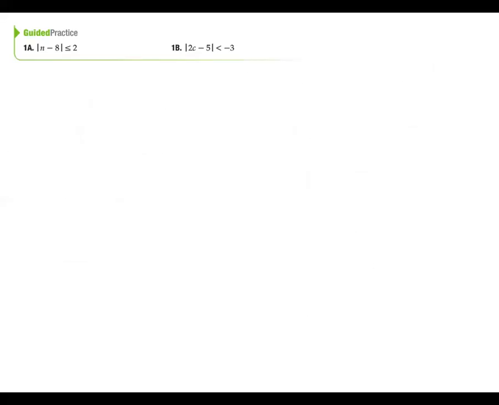Now this one, you have absolute value being less than a negative. The answer is no solution, the empty set, because you can never have the absolute value of a number be less than 0. So if you want it to be less than -3, that's impossible.